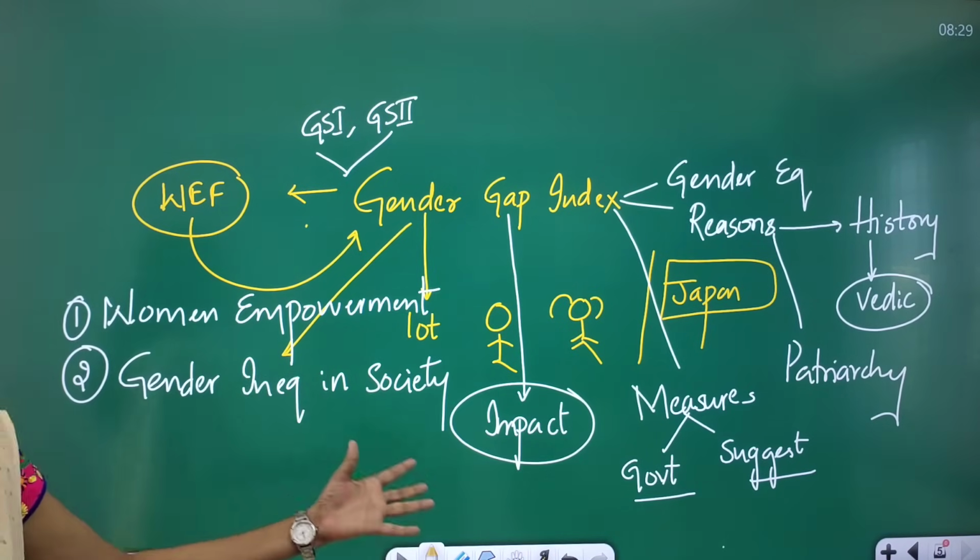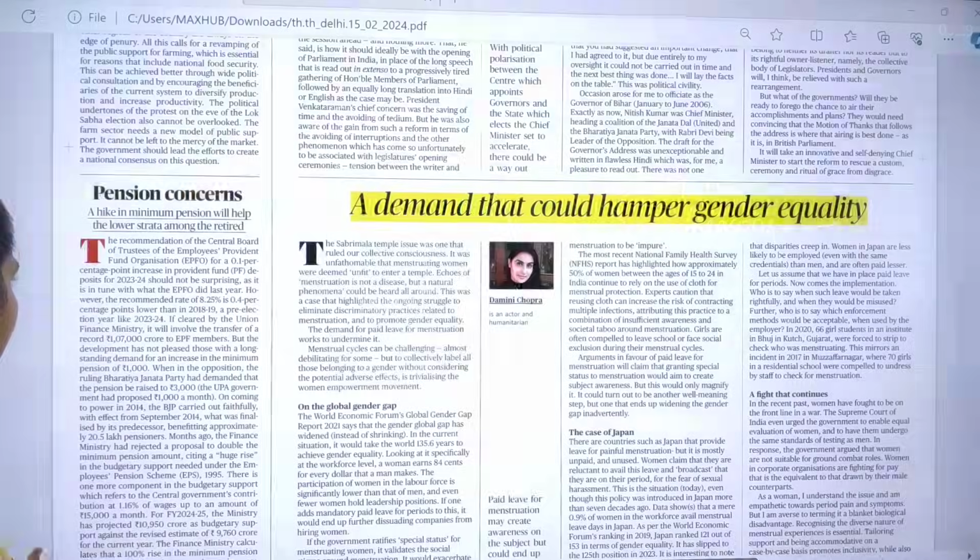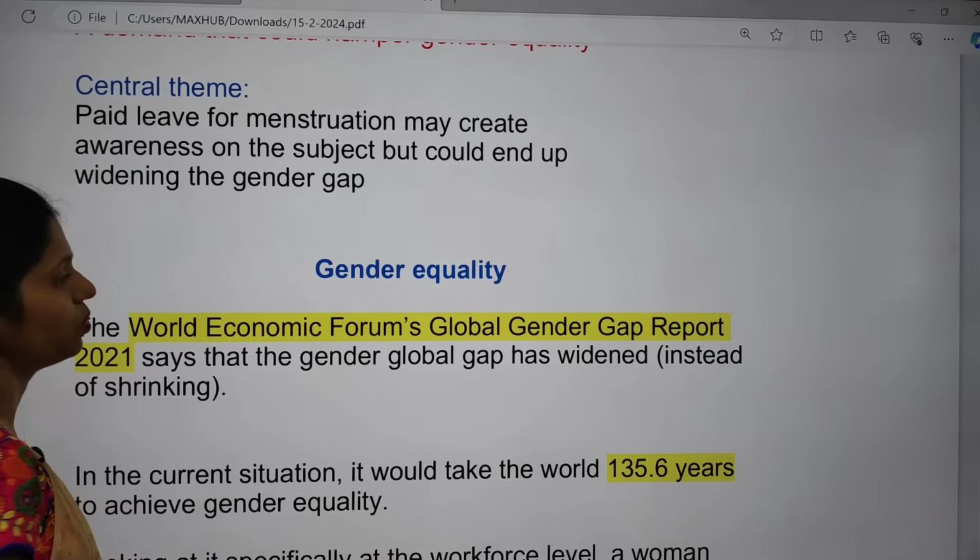Now we are going to see both editorials together. We are going on to the notes page.